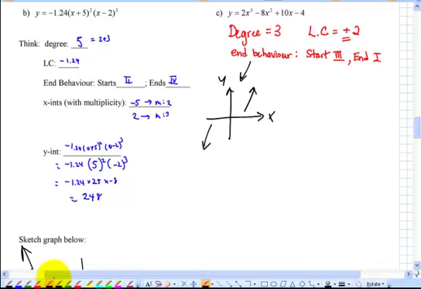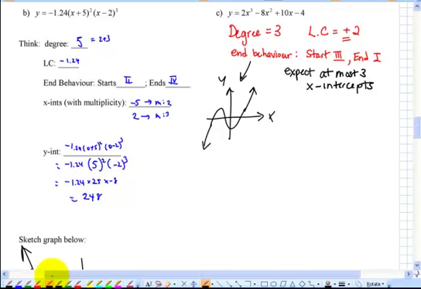It's degree 3, so you would expect that there would be at most how many x-intercepts? Right, 3 of them. 1, 2, 3. I should say not 3, I'll say at most 3 x-intercepts.